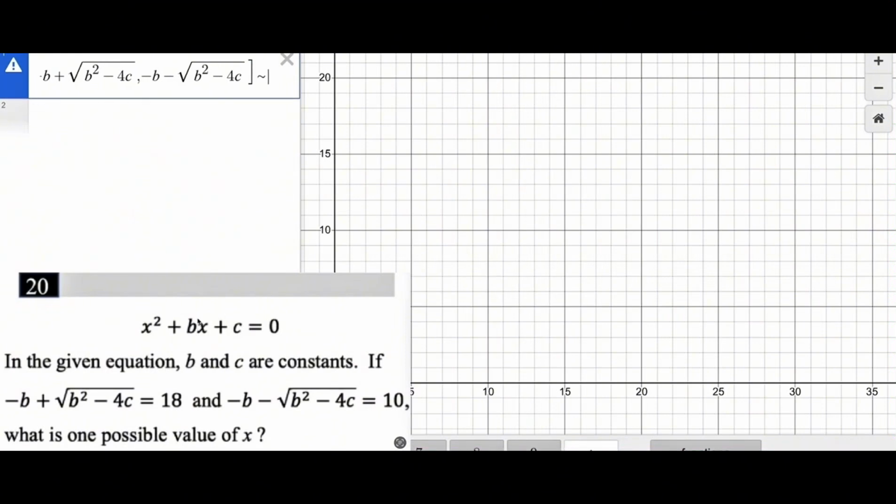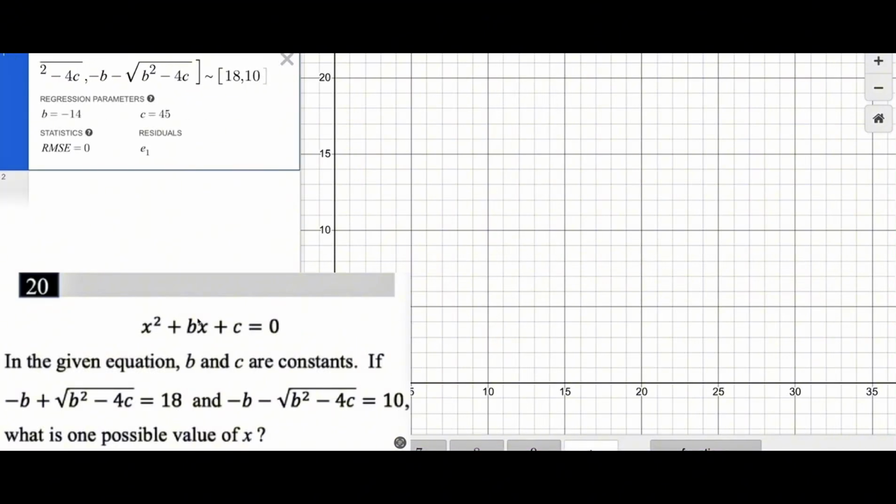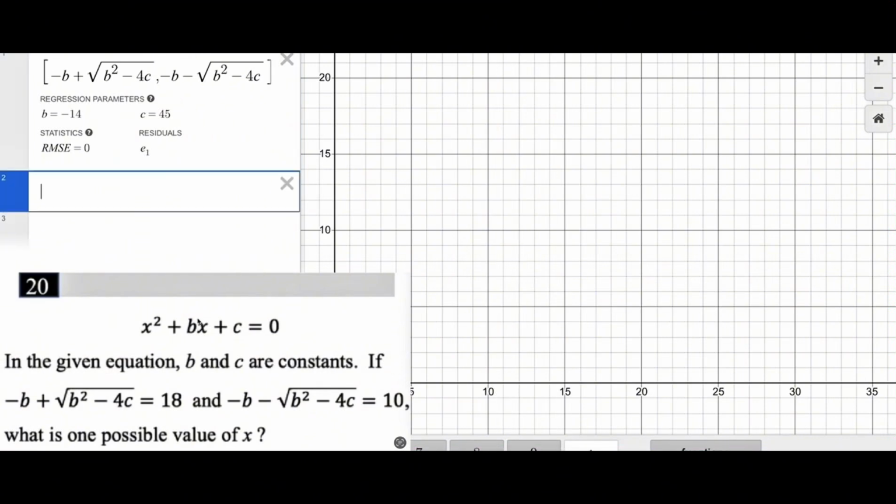And then we have our equivalent to value. And then the other one is gonna be 18 corresponding to the first one, and 10 corresponding to the second one. As you can see, we have our answer for b and c, which is negative 14 and 45.